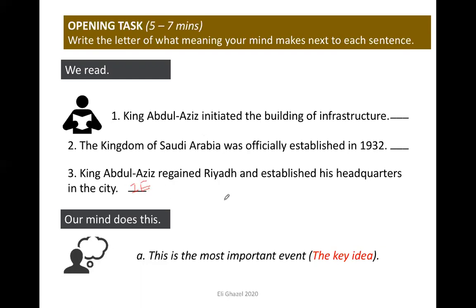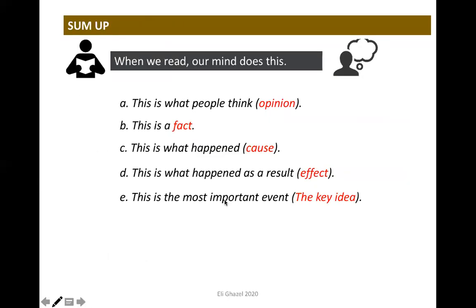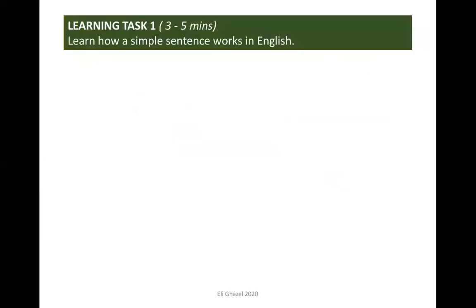This is the opening task, and this is the sum up. In summing up, here is what we will have. What people think is the opinion. The fact is that something is written in such a way that it can be checked. This is what happened is a cause. This is what happened as a result is the effect. And the most important event is the key idea. Got it? All right. So let's start learning.